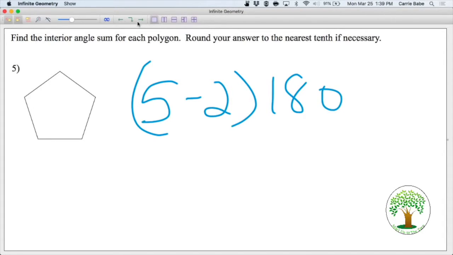Do it. That's right. So what is 3 times 180? Someone help me. No, 540. Is that what you got? 540. Fantastic.